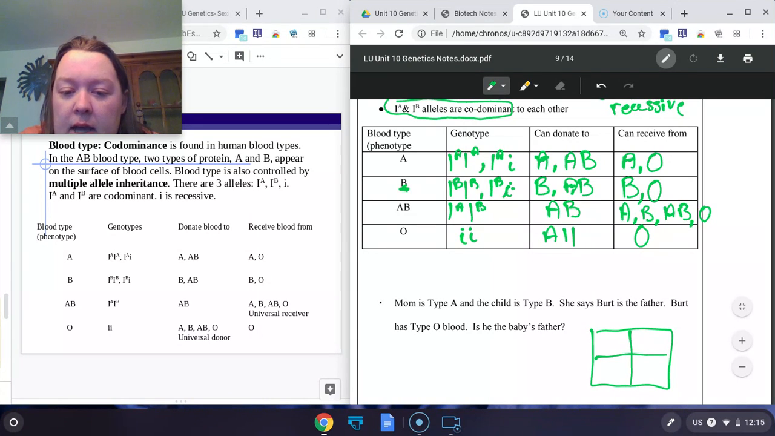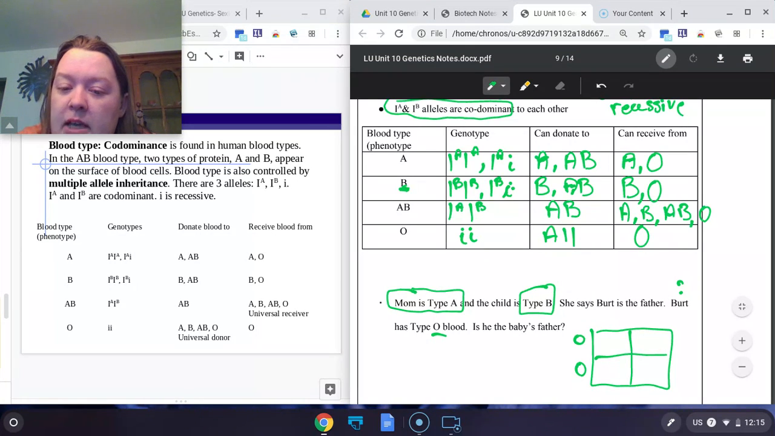Mom is type A. The child is type B. She says Bert is the father. Bert has O. So we can fill out a square here. We know that the possible dad, question mark Bert, is type O, meaning that he only has 2 alleles for O.